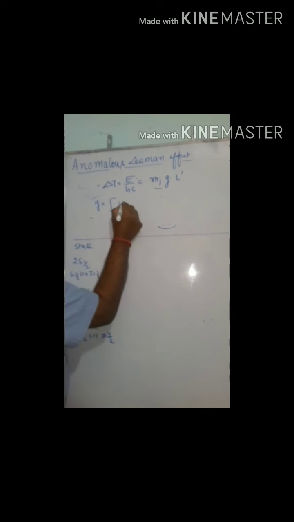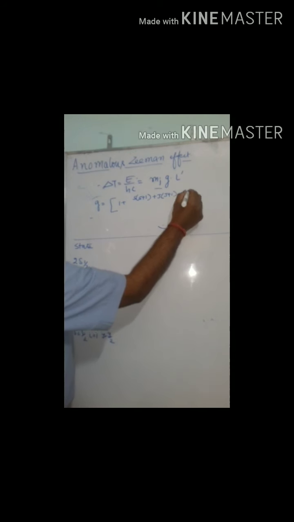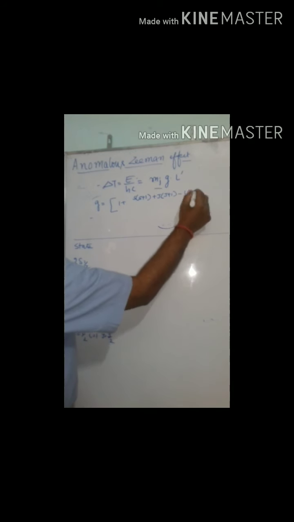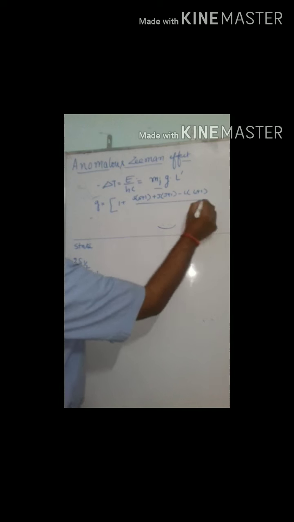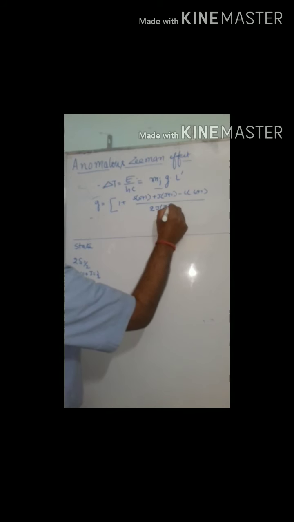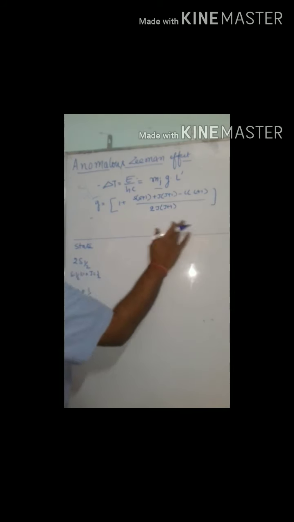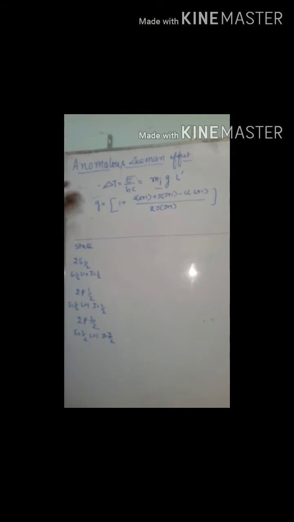1 plus S into S plus 1 plus J into J plus 1 minus L into L plus 1, upon 2J into J plus 1. Right? How does this J vary? First of all, let us see how J varies.